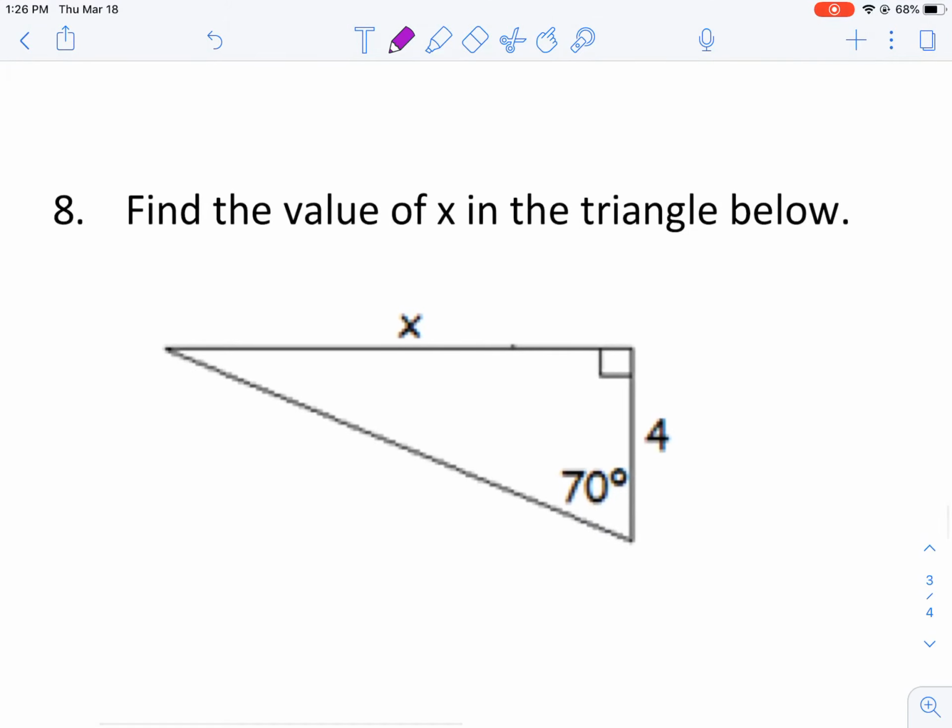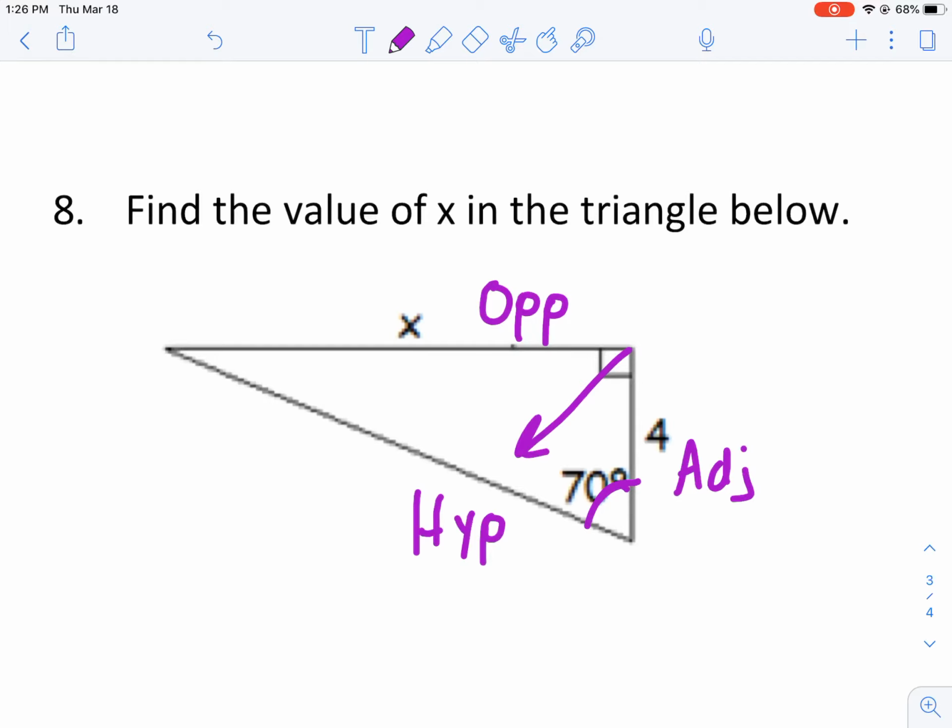Next, we're gonna look at this one. We're gonna do the same thing. We're looking at this from the perspective of 70. We look across. This is opposite. We look across from the right angle, there's our hypotenuse. Now, this time our hypotenuse is blank. So that means we're gonna be using the opposite side and the adjacent side.